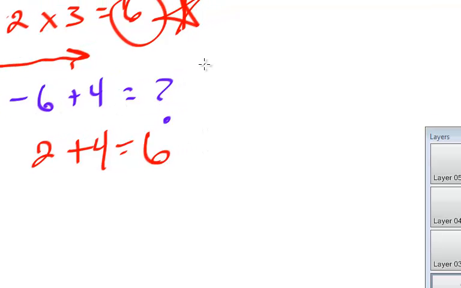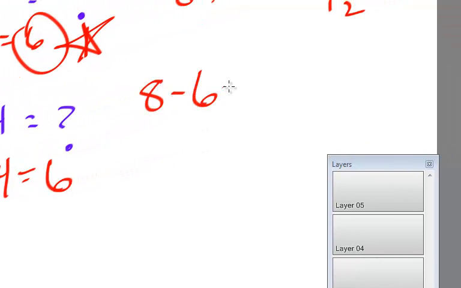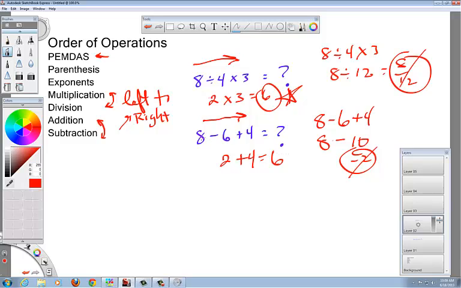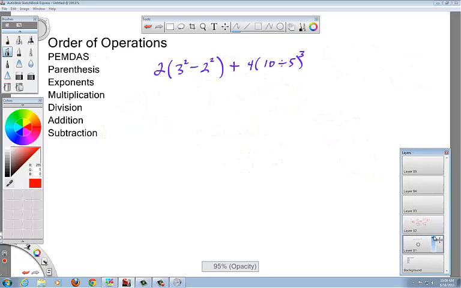If you do it out of order, that's the whole point of the order of operations, is to do math in order. 8 minus 10, this is of course incorrect. This would be -2, and that's wrong, as is this. This is wrong. So you do this left to right whenever you see this. Now that's my easy example. Let me fade that off and put this one back up.